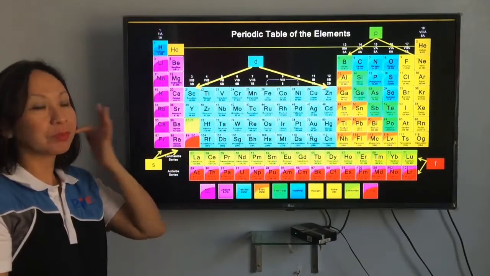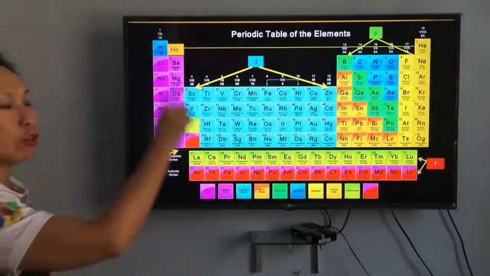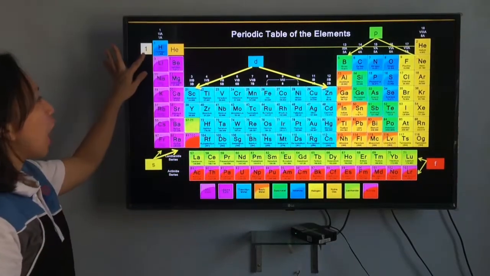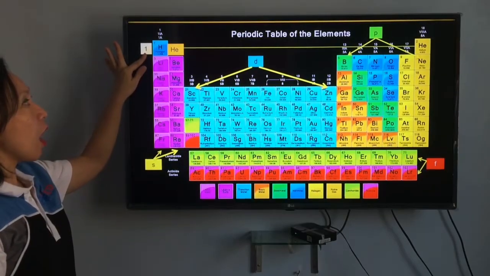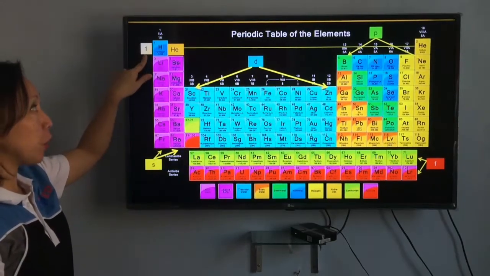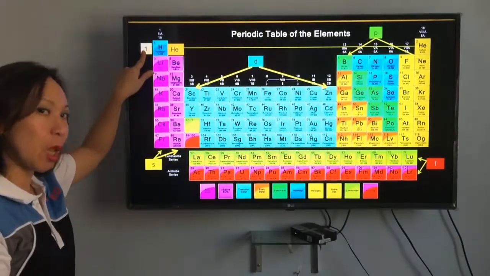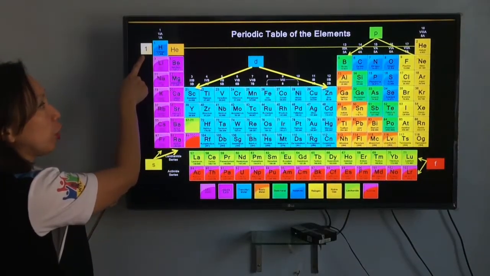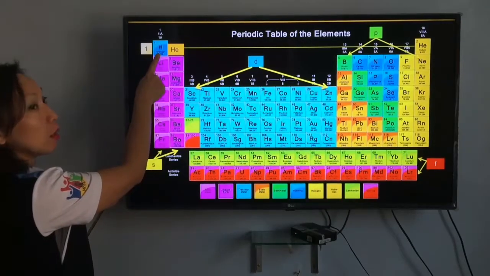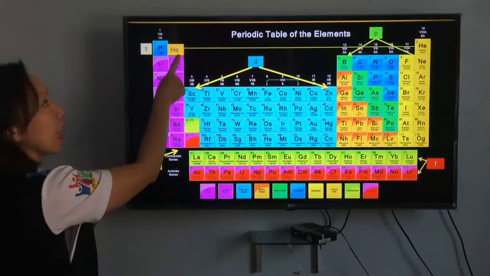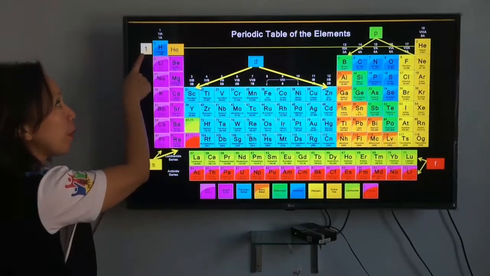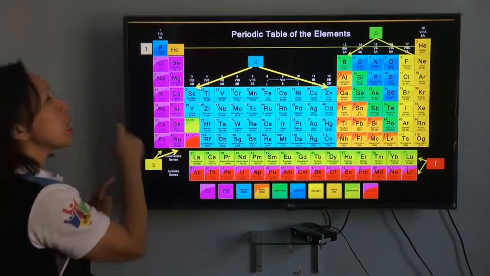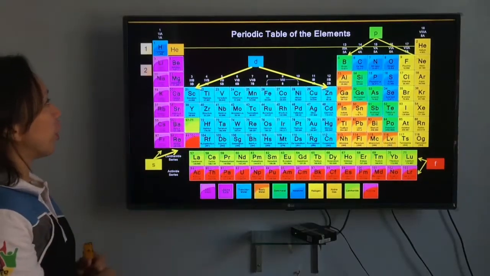vertically. Okay, now let's move to the horizontal patterns or horizontal rows. Under the first energy level or the first period, this is considered as the first main energy level. So, what elements are present on the first energy level? You have hydrogen and helium. Is the first energy level done? Okay, that's all. Now, let's go to the second energy level.